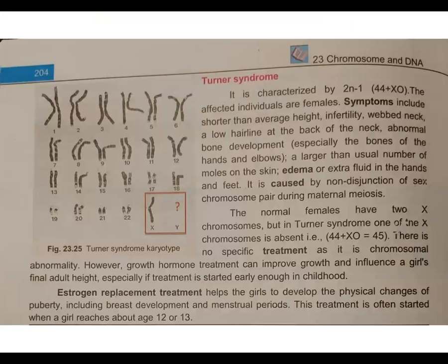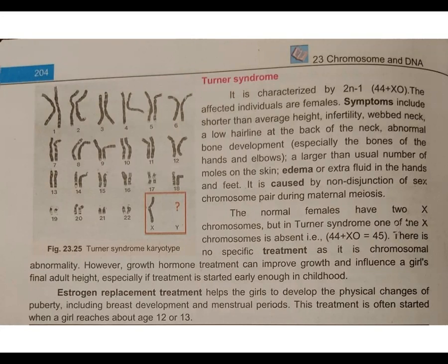The third chromosomal aberration mentioned in the book is the Turner syndrome, which is a case of 45 or 2n minus 1, which results in 44 autosomes plus an X naught. Naught represents a null gamete having no chromosome. So in this case, the symptoms include a shortened height, abnormal bone development, a larger than usual number of moles, edema or extra fluid in the hands and feet, causing puffiness, and it is caused by non-disjunction of a sex chromosome pair during maternal meiosis.